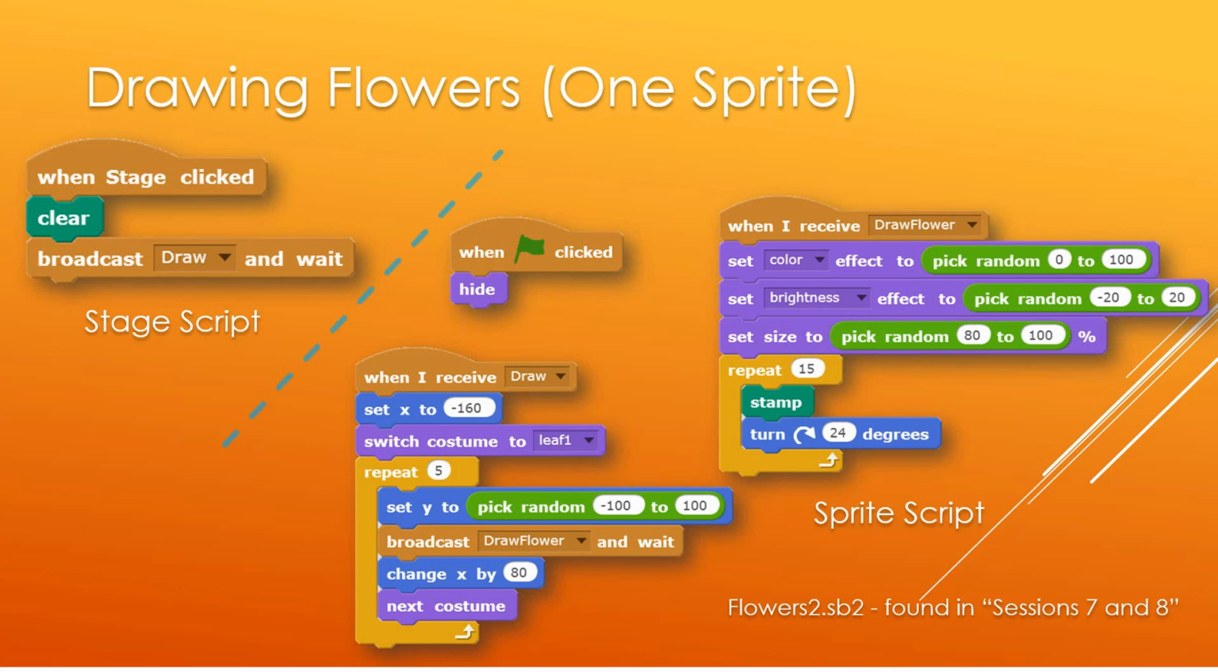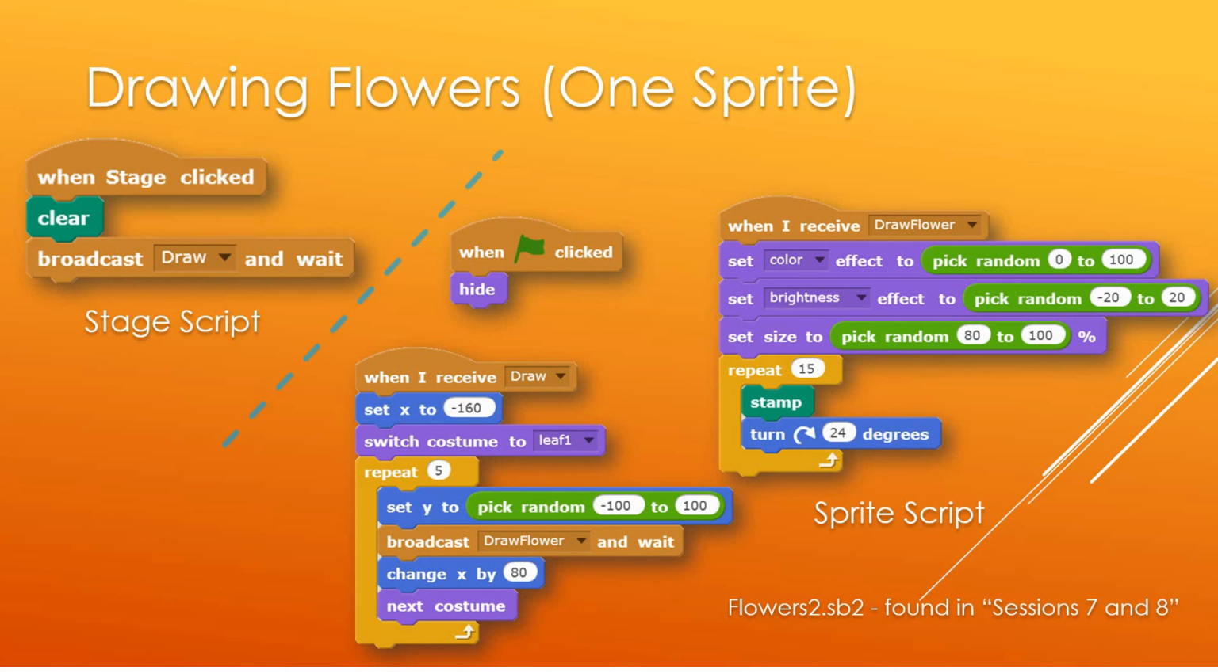Okay, so now we are going to try and do the same drawing of flowers, except we are going to use one sprite instead of 5 sprites. And the difference is that we are going to have one sprite which has 5 different costumes. So if you have a look at the code here, you can see on the sprite script we have a switch costume to leaf 1, and then in each loop we have a next costume function which will move to the next costume, being the next petal in the sprite.